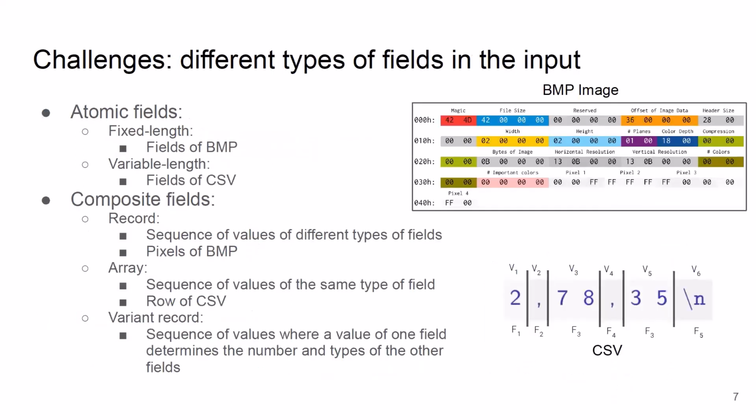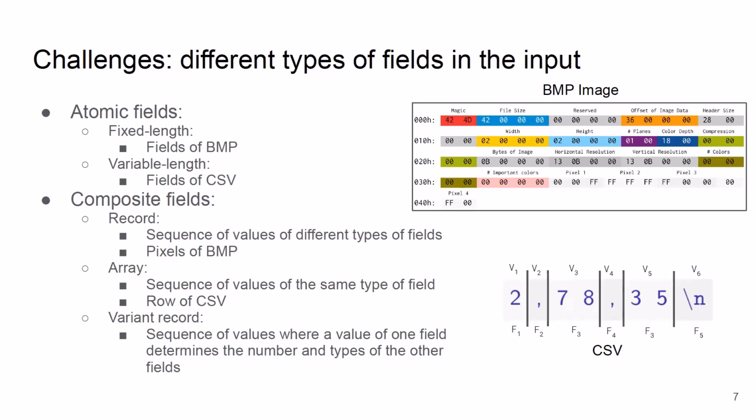So again, there are a few more challenges. Those are related to identifying different types of input. Broadly, there are 2 different types of input types. One is atomic fields. Those are of type atomic when it comes to the programming language that we are using. So atomic fields could be fixed length. For instance, on the right-hand side, you can see the BMP image example, where all the fields of a BMP image header are fixed length fields. And when it comes to variable length fields, except the delimiters and the separators of a CSV, all of them are variable length fields.